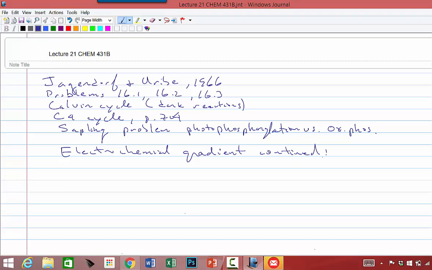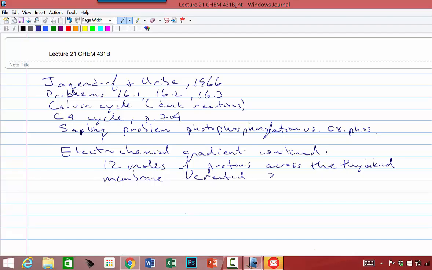Last time I kind of left you hanging, but I told you that we were able to show that 12 moles of protons across the thylakoid membrane created about 200 kilojoules of energy.